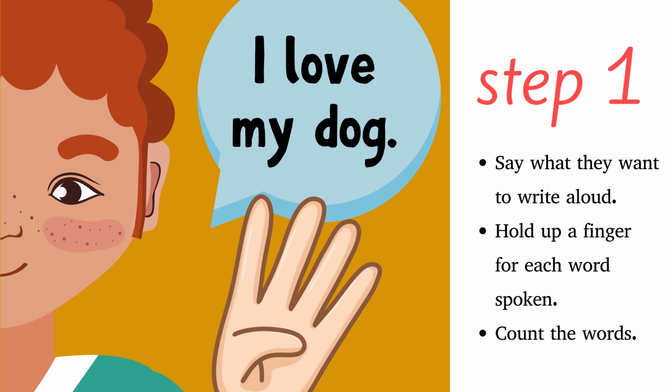Step 1 is you want your students to say what they want to write aloud and then hold up a finger for each word and count the words. So say the sentence that I want to write is, I love my dog. I'm going to then hold up a finger for each word and count the words. I love my dog.